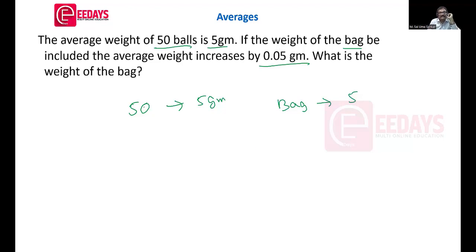Total, how many articles are there? 50 balls plus bag, 51. So, 51 into 0.05. So, how much here? 5 into 1, 5, 5 on 25. Okay. So, this is equal to 2.55 grams. So just add this one. So 7.55 grams, which is the required answer. That's it.